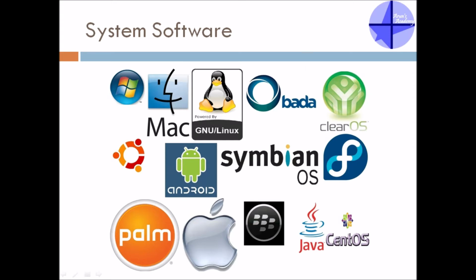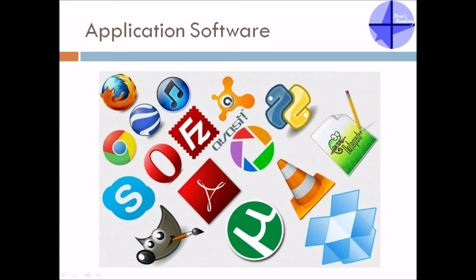So all the different software mentioned on the screen right now, may it be Windows, Mac, Android, Symbian, Java, BlackBerry, iOS, all these are called system software, which are basically required to run a computer system. Hope this is clear. So next let us move on to application software.